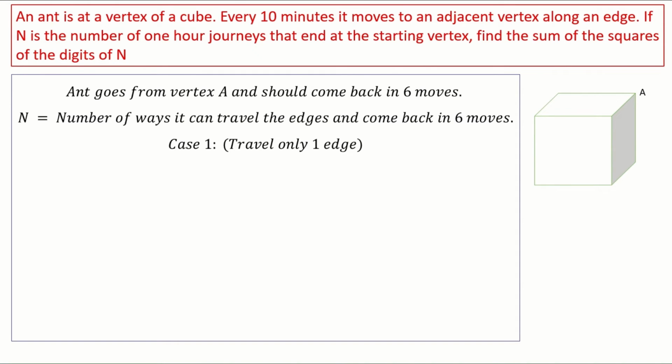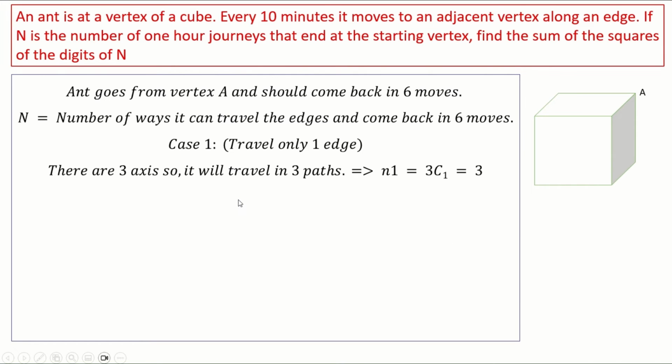Now first we will take case one where it will go only via one edge. So let's take it goes only via x-axis from A. On the x-axis it will just go and come back, go, come back 3 times, right? So 1, 2, 3, 4, 5, 6. It is back to A, correct? So how many ways can it make? There are 3 axes, x-axis, y-axis and z-axis, correct? So 3C1, right? So that's 3 ways it can go.